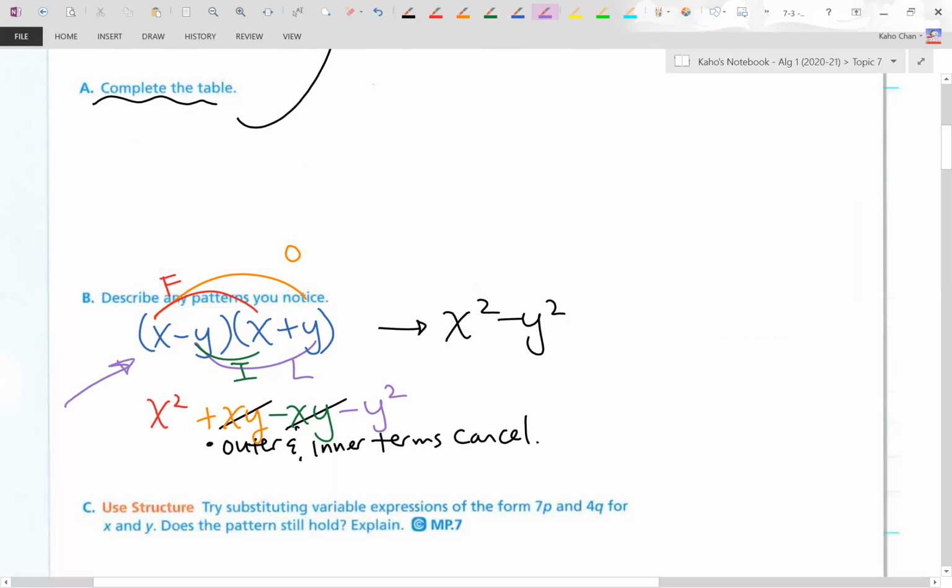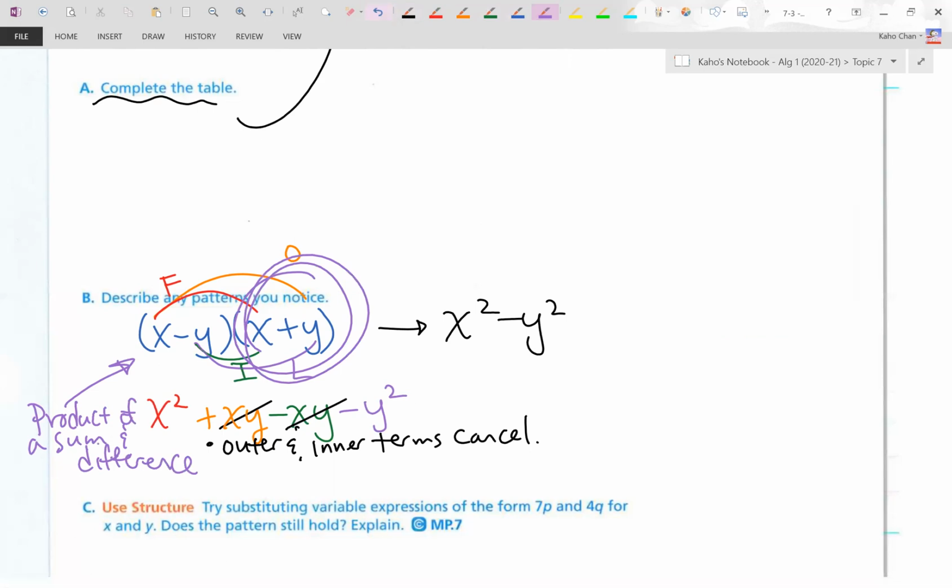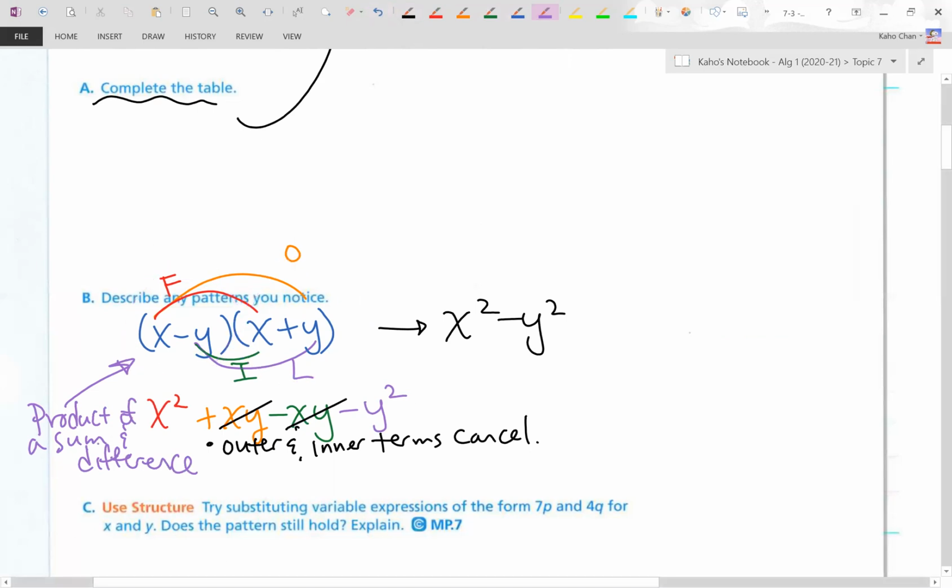This is a product of a sum and difference. You guys see the sum? There's a sum, and here's the difference. When we multiply them together, what do we get? This other thing over here. There's a name for that one. Write this down. Product of a sum and difference. This result has a name too.